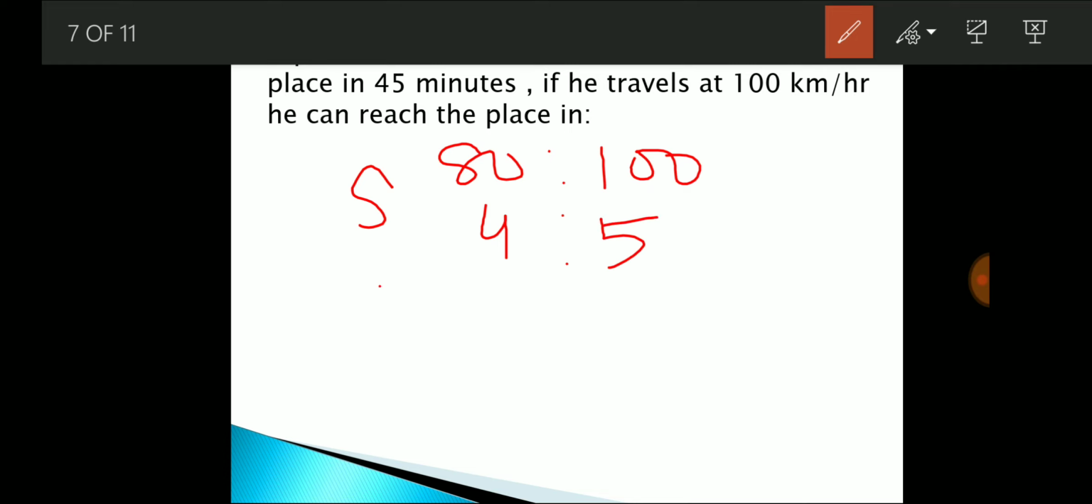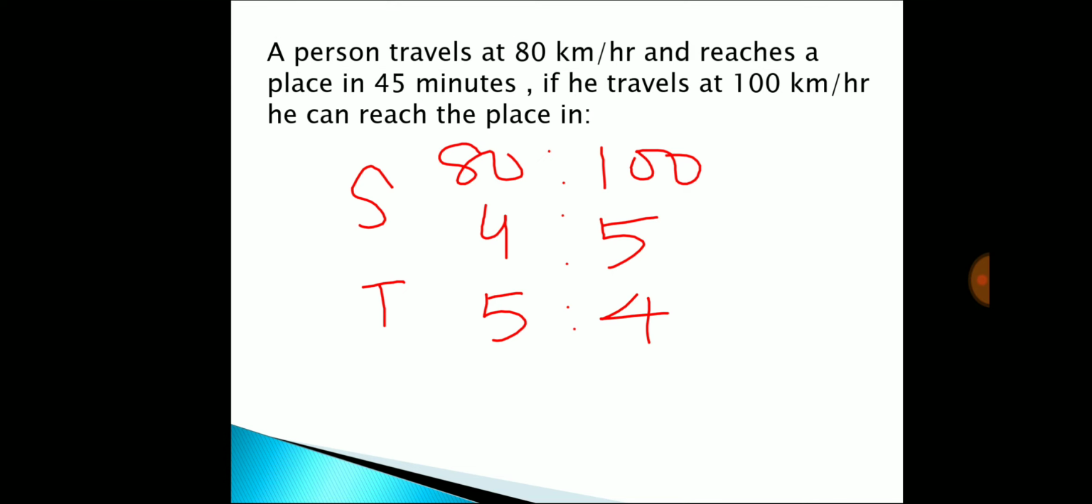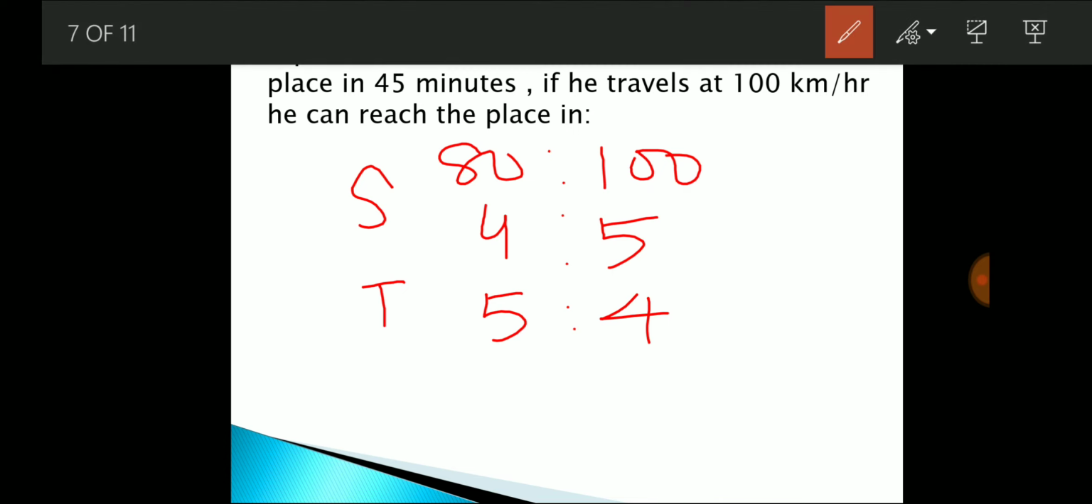If speed is in the ratio 4 is to 5, we know time will be in the ratio 5 is to 4. If that is the case, the first person reaches a place, because he's going at 80 kilometers per hour, he reaches in 45 minutes. So 45 minutes is the time taken by him. So if he travels at 100 kilometers per hour, he can reach the place in how long, is the question.